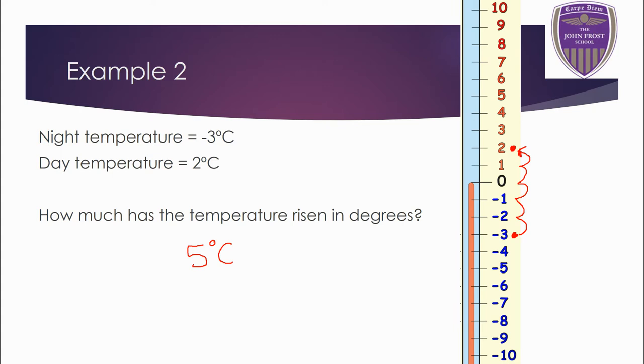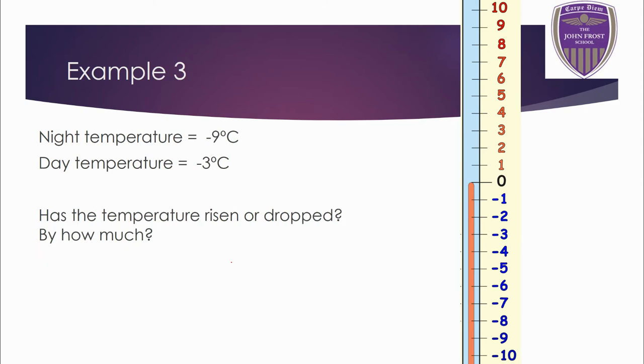So we're looking at starting at different numbers, starting at negative numbers and counting up to positive numbers or vice versa. Let's have a look at another example. So for this location, the night temperature was minus 9 degrees and the day temperature was minus 3 degrees. So minus 9, that's down here. Minus 3 is up there. So has the temperature risen or dropped, and by how much?